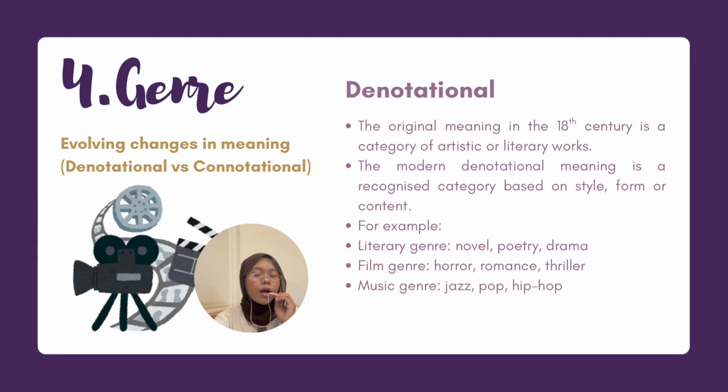Next, I will talk about how the word genre evolved: changes in meaning. The first one is denotational. The original meaning in the 18th century is a category of artistic or literary works. The modern denotational meaning is a recognized category based on style, form, or content. For example, in literary genre, they have novel, poetry, drama, and for the film genre, they have horror, romance, and thriller. And lastly, for music genre, they have jazz, pop, and hip hop.